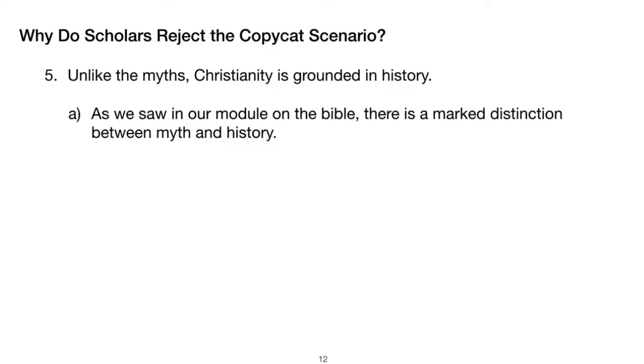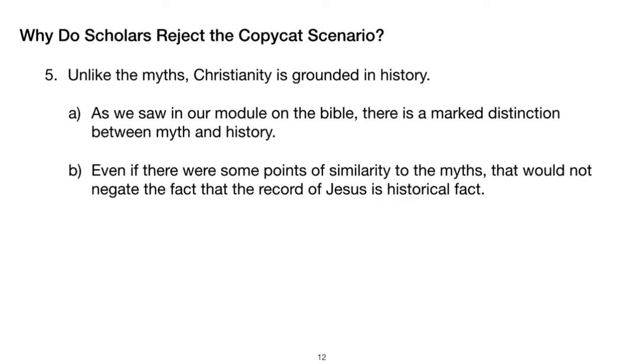So there is, as we saw, this marked distinction between historical literature and mythological literature, right? Or the historical genre and the mythological genre of literature. But even if there were some similarities at various points with mythology, the mythology is mythology. The stories of Jesus are historical. So even if there's a similarity, the mythology remains mythology, but the things about Jesus are rooted in historical fact. Right? So the things about Jesus are still true because they're historically true. And so we just need to keep that in mind. Again, scholars recognize also that because many of these mystery religions postdate Christianity, if there's borrowing, it's most likely to have gone the other way.